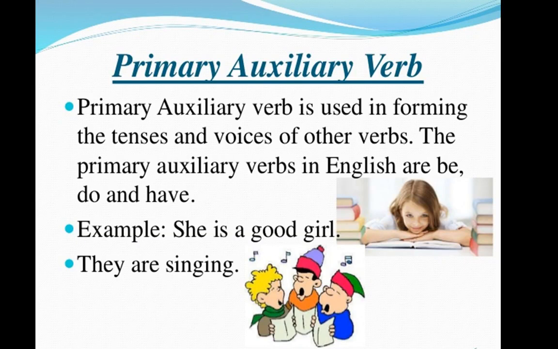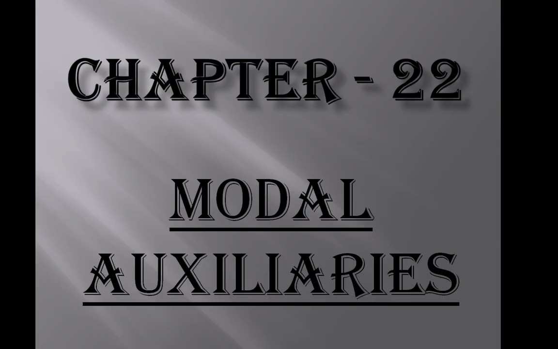Here are also some sentences about the primary auxiliary verbs, which are used in forming the tenses and the voices of other verbs. These primary auxiliary verbs in English are be, do, and have, the same things which I told you in the previous slide. The examples given are: she is a good girl and they are singing. So these are the examples.